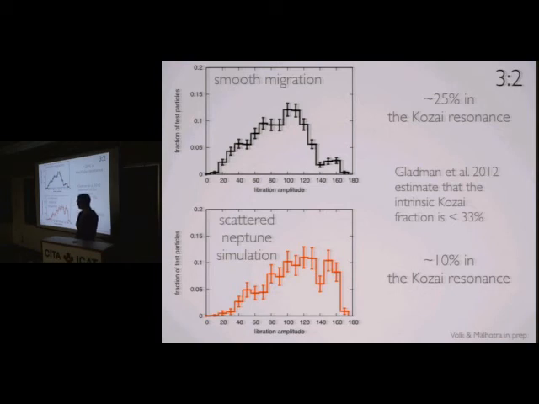Last question? Yeah, I think the smooth migration scenario is already ruled out, because if you look at the inclination distribution, it's like that for the hot population. The color distribution is like that for the hot population. The binary fraction is like that for the hot population. Whereas in the smooth migration scenario, the resonant population would look rather like a cold population. So I think there is little doubt that it's not smooth migration. It's scattered.